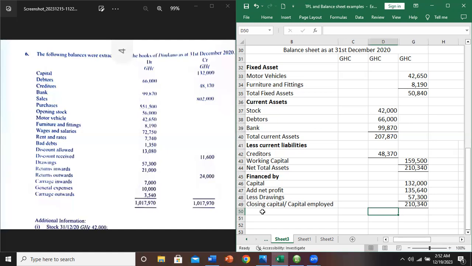So just to add, if there was a long-term liability, you'd have written long-term liability. And for a sole trader, it is loan, bank loan, which you will see at the credit side. So you write your loan and then add the figure to it. And whatever you get will be your capital employed.